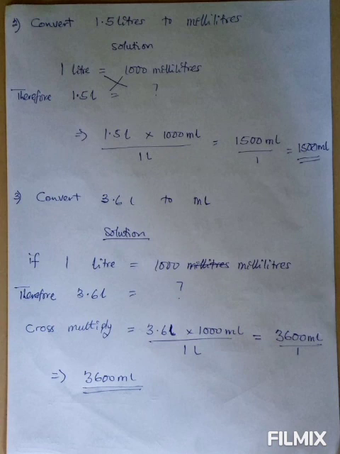Now, the 1 liter will cancel the liter on the 3.6. So the liter at the denominator will cancel the liter at the numerator, and it will be left with milliliters, ml. Therefore, we'll have 3.6 times 1,000, which will give you 3,600 milliliters over 1. Any number over 1 is the number itself.